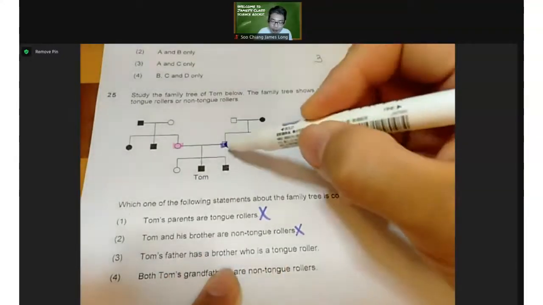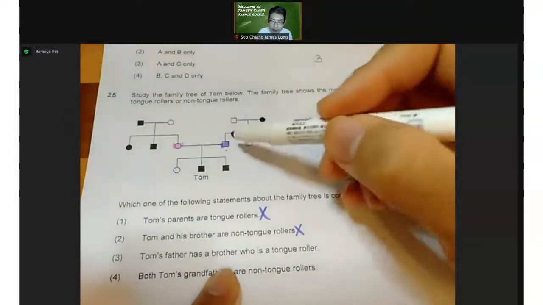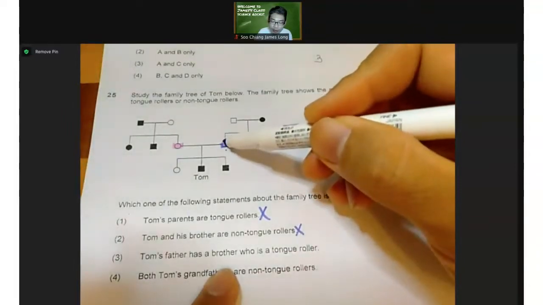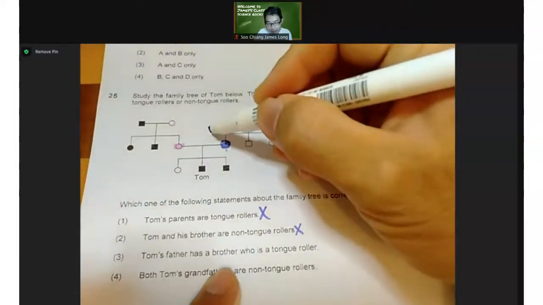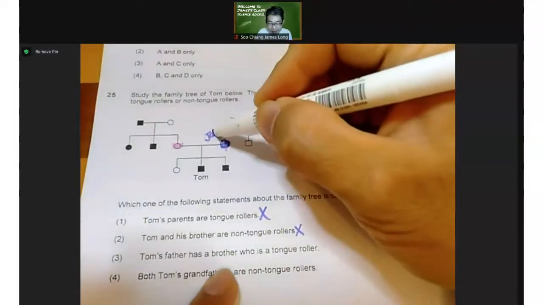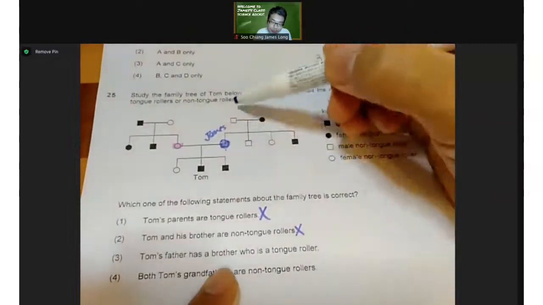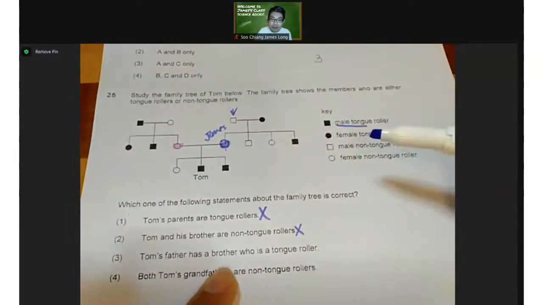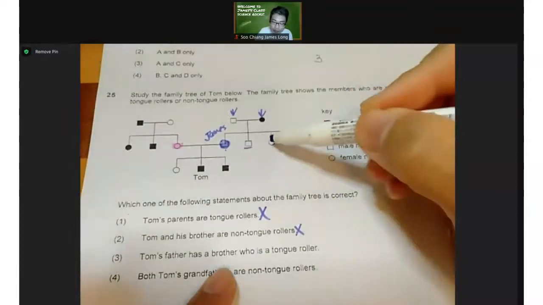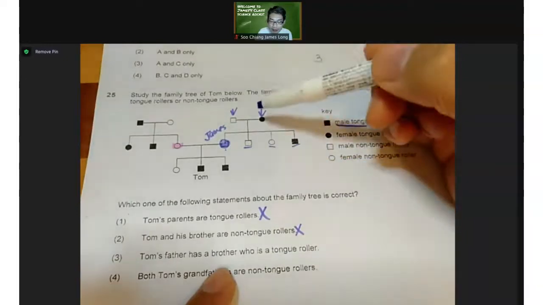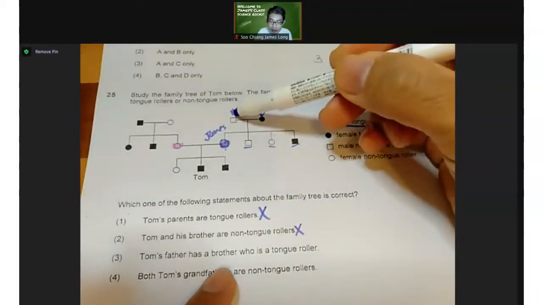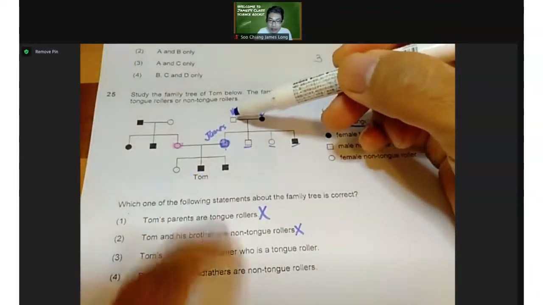Now this is Tom's father. Let me call him James. And this is James's father, and this is James's mother. And who are all these people? They are James's siblings. So in other words, James's father is Tom's grandfather.